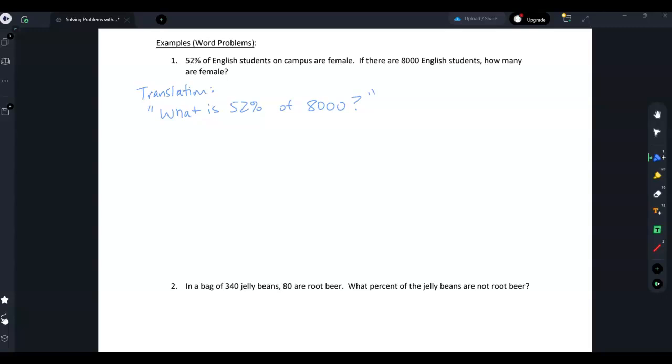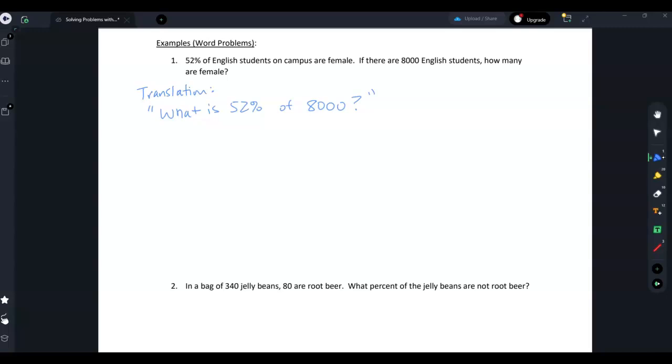I know that 52% of English students on campus are female. I know the total number of English students. So really I'm trying to find out how many are female. I'm trying to find the is part here. So what is 52% of 8,000? Once you do that, it's not bad.